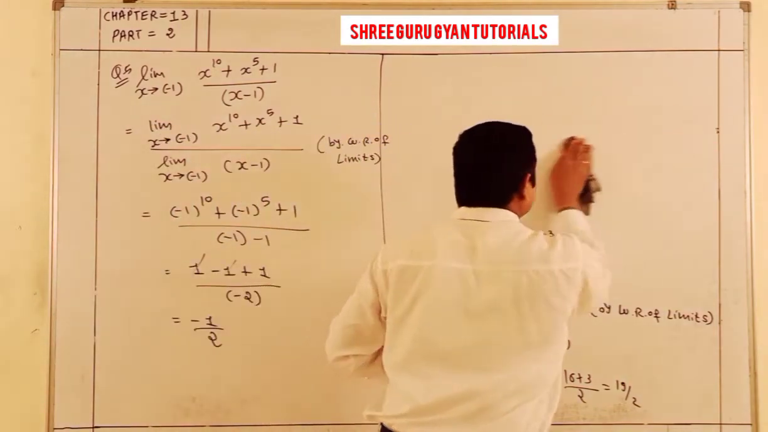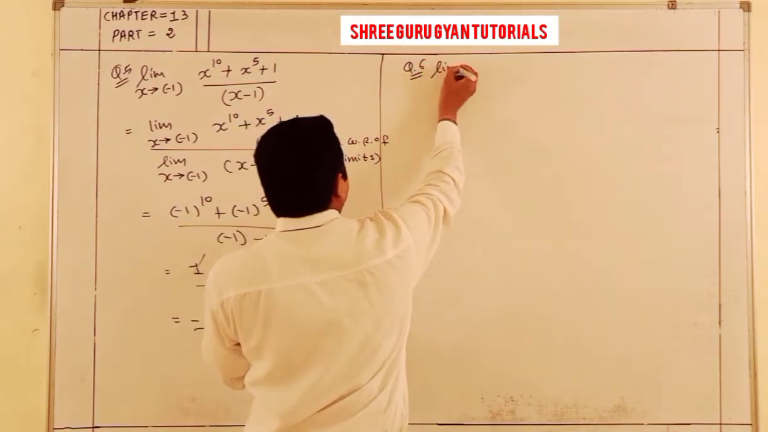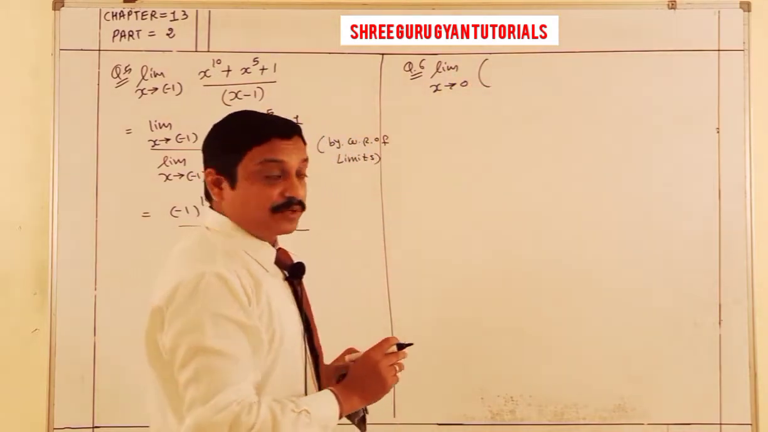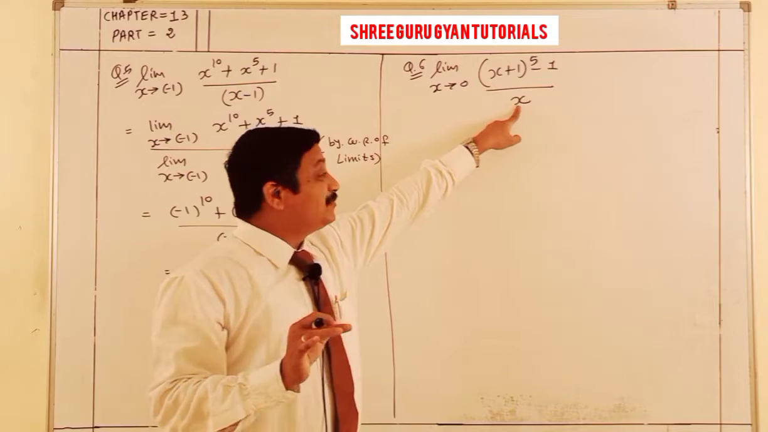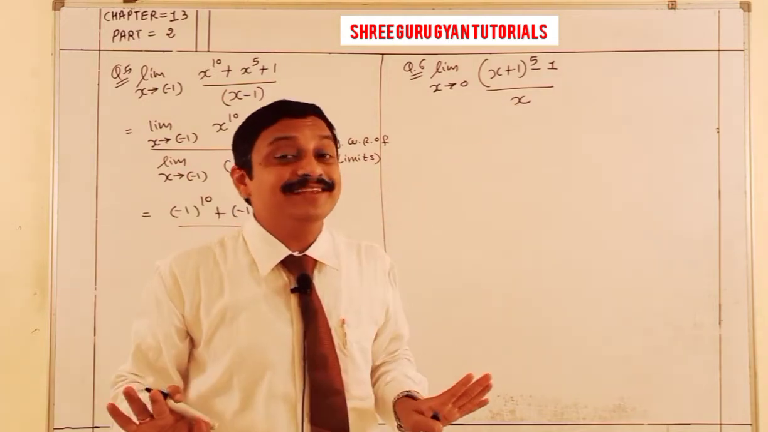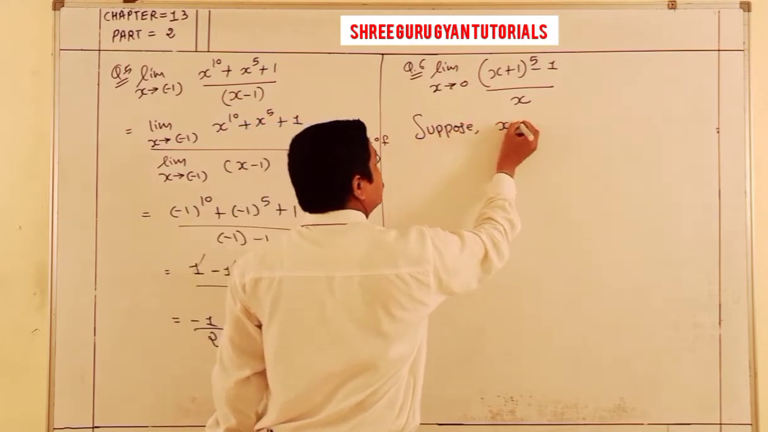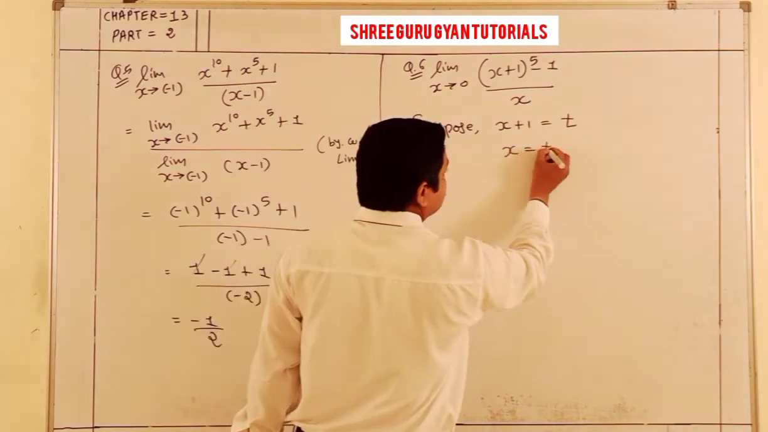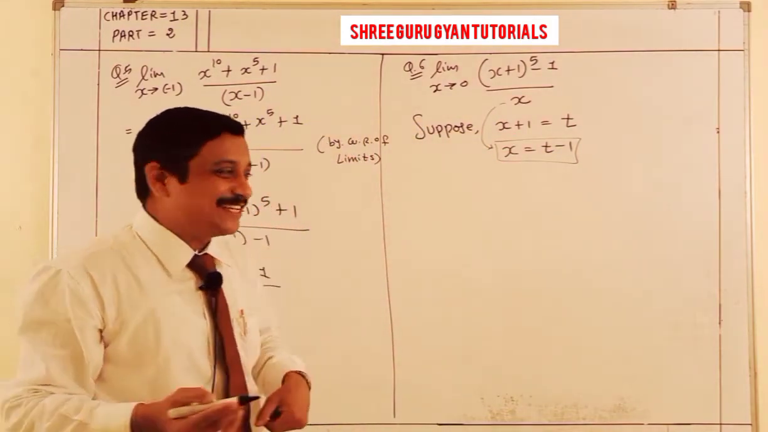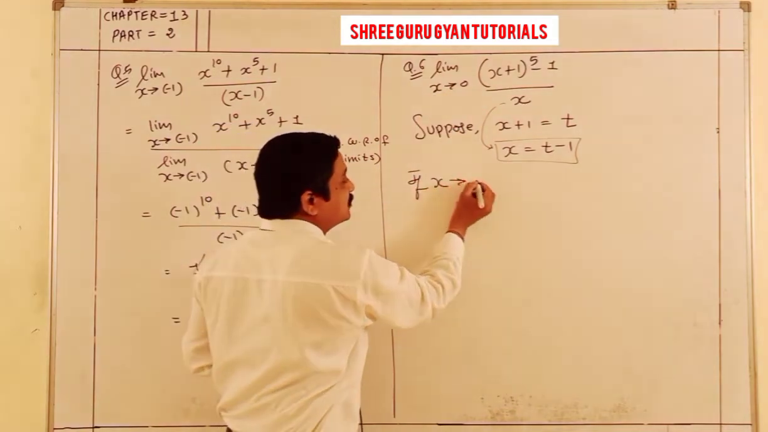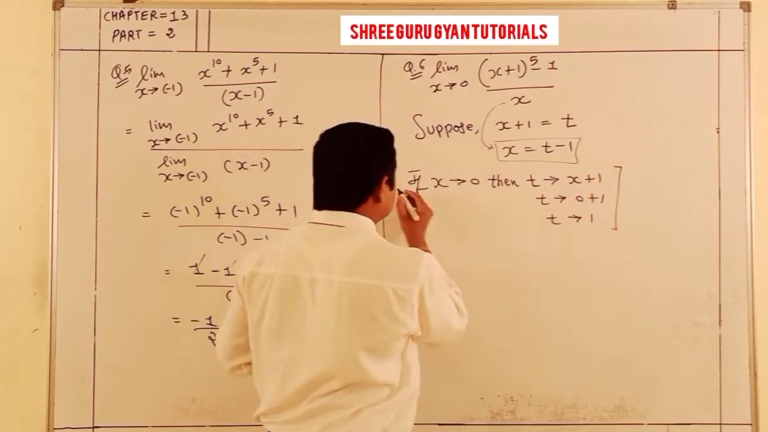Now continue, question number 6. Yes, 6 is an important question, an exam oriented question. Limit x tends to 0, and the question is x plus 1 raised to 5 minus 1 upon x. Yes students, if you put the limit in place of x, the denominator is definitely 0, so we can't apply the limit by putting it in first. So suppose x plus 1 is equal to t, so your x becomes t minus 1. I will apply this x here, and simply your limit changes. Your original limit is x tends to 0. If x tends to 0, then t tends to x plus 1, that is 0 plus 1, I mean t tends to only 1.